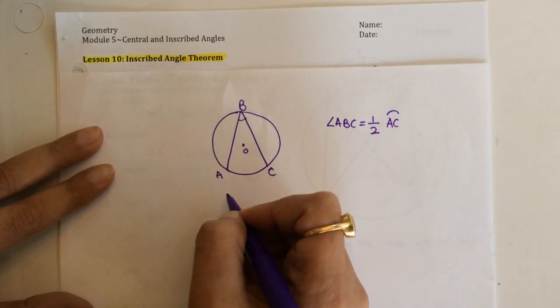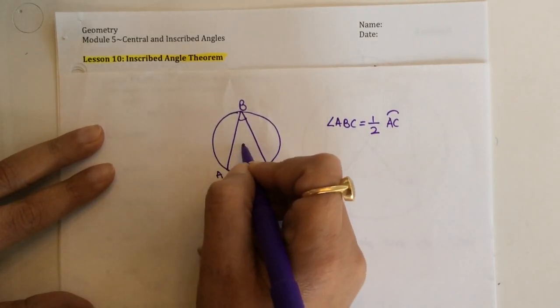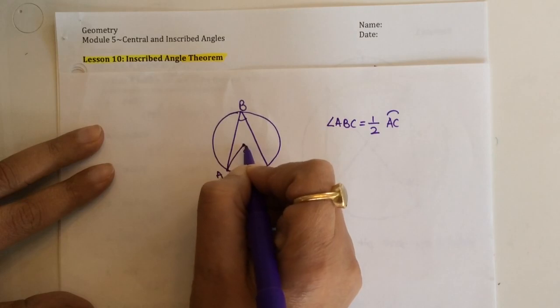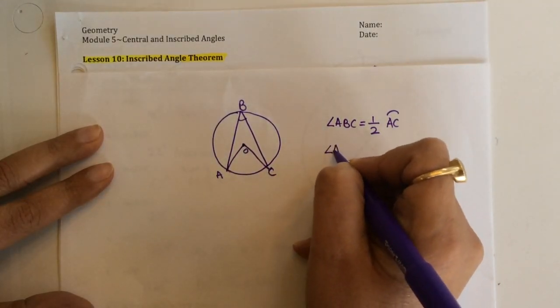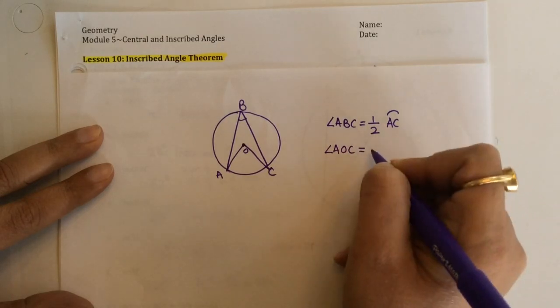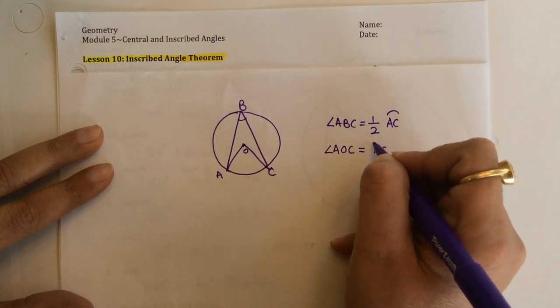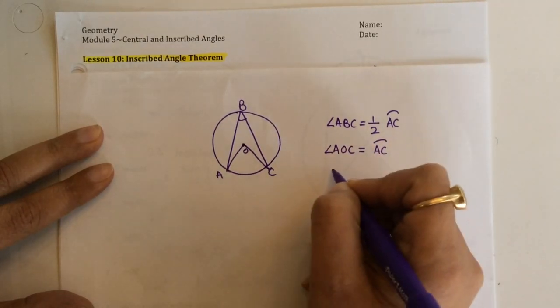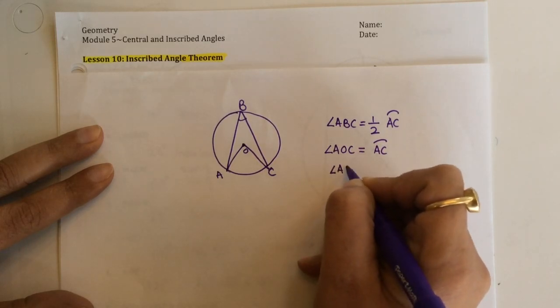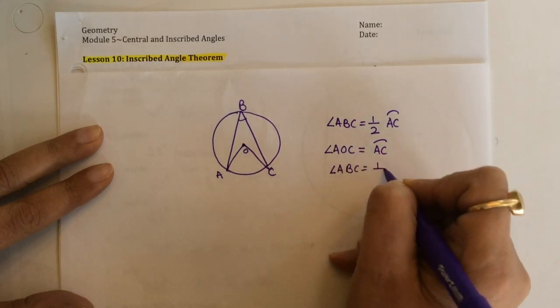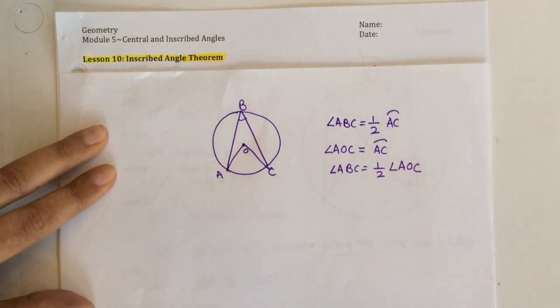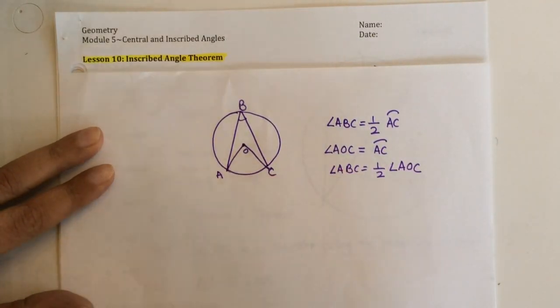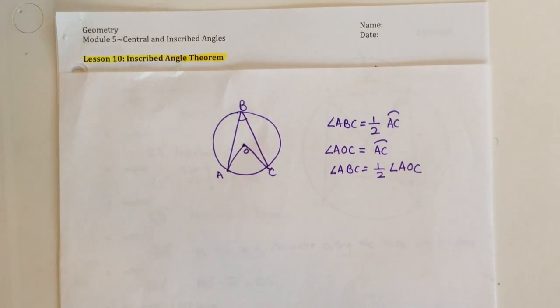And one of the consequences of that theorem is that if I have a central angle with the same arc also, and here is my central angle, angle AOC will actually equal the measure of arc AC. So angle ABC is going to be 1/2 of angle AOC. So an inscribed angle is 1/2 the measure of the central angle of the same arc.